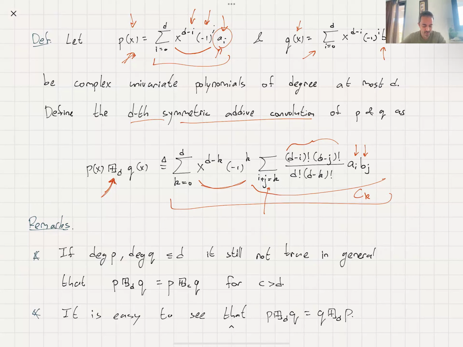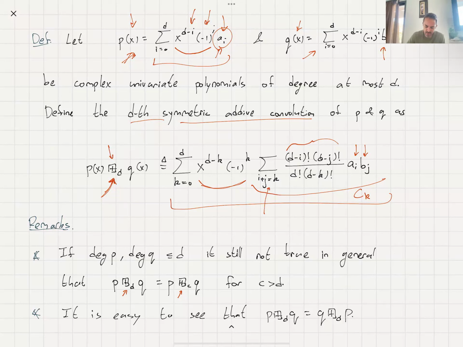Okay. So some remarks. First of all, as I said, the degrees of P and Q are at most D. So when you apply this operator, you can only apply it to polynomials of degree at most D. They don't have to be degree D polynomials. In particular, if you have two polynomials of degree at most D, then you can look at the additive symmetric convolution, or the C-additive symmetric convolution, for every C larger than D. And this is not going to be the same in general. We are going to see the relation between these two, but it's not the same polynomial.